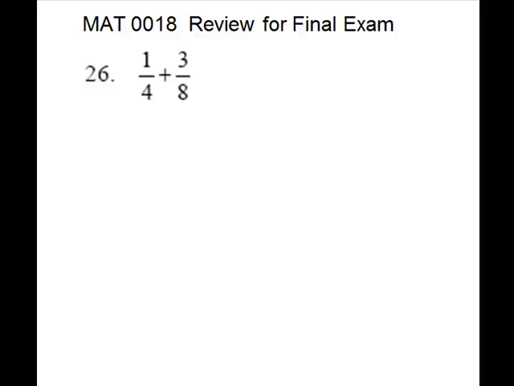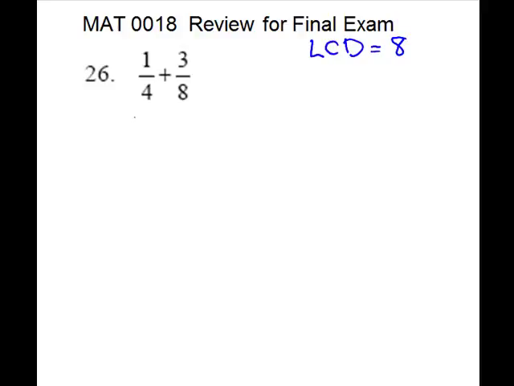So that will be our first job, is to find the smallest thing that both of these denominators will divide into. I always check the larger denominator and see if it will work. Will the 4 go into 8? It will, so we can use the 8. So our least common denominator for this problem will be 8. So we want to get an 8 underneath.